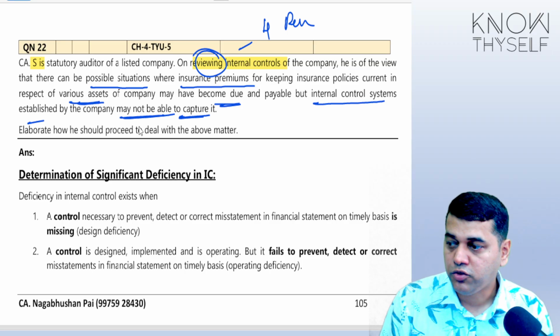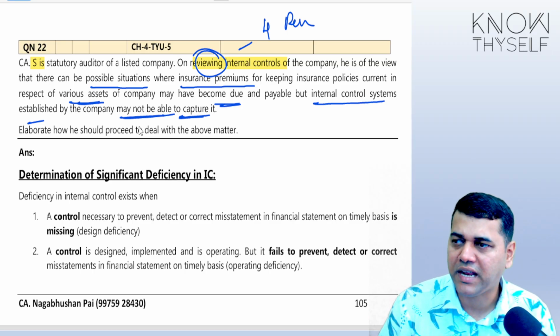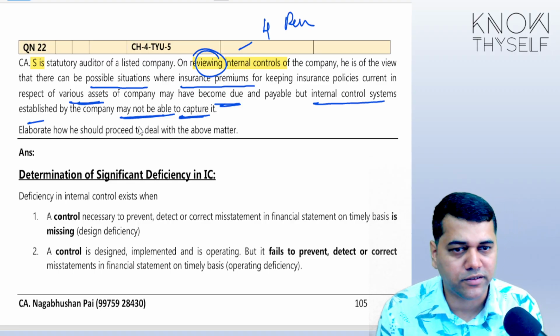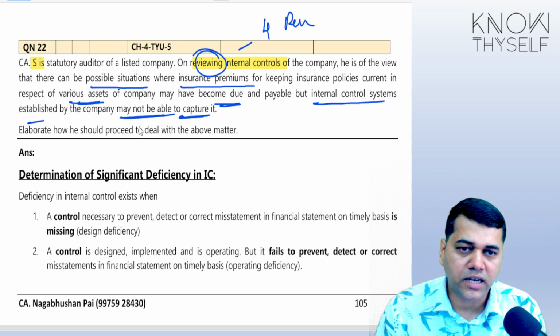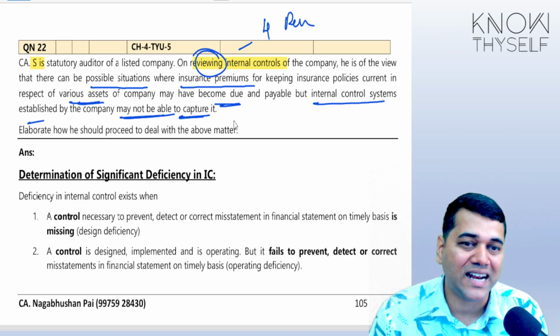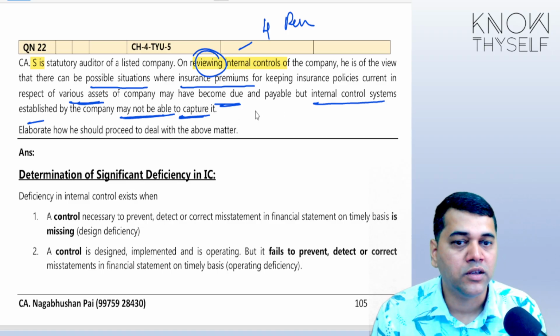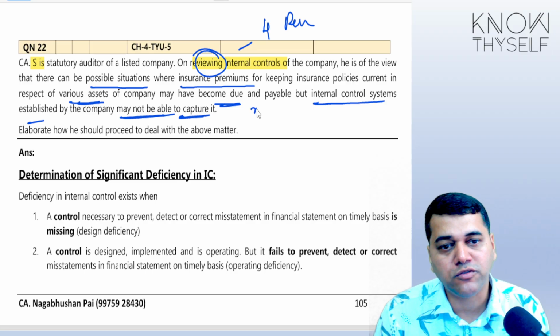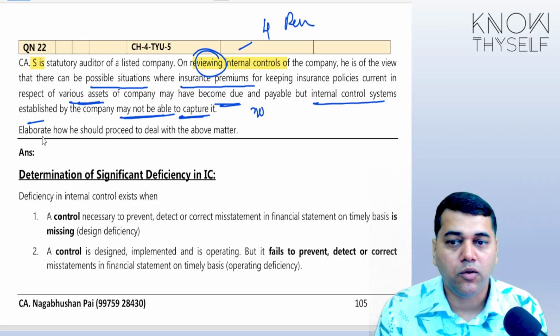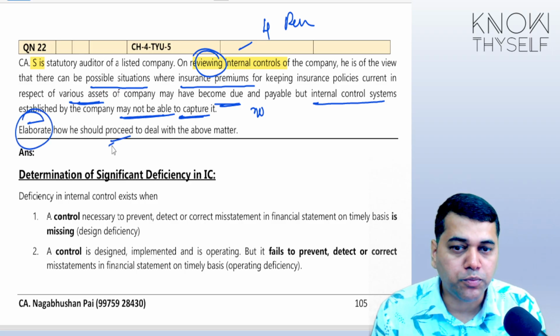Okay, that means you have got so many policies, marine policy, asset policy, so many insurance policies on different assets. Now they are becoming due on different dates, and your organization is not keeping track of it. So what is the risk? There can be so many assets which are not having any insurance at all and are exposed now. Now elaborate, how should you proceed to deal with the above situation?